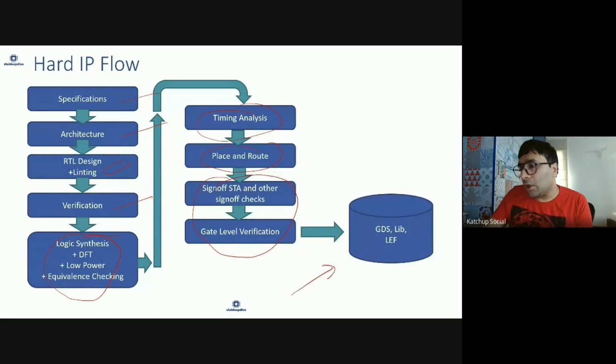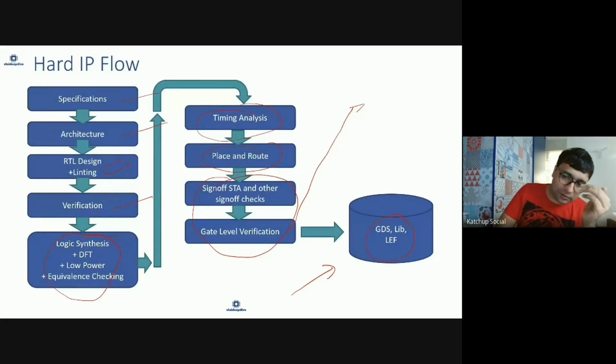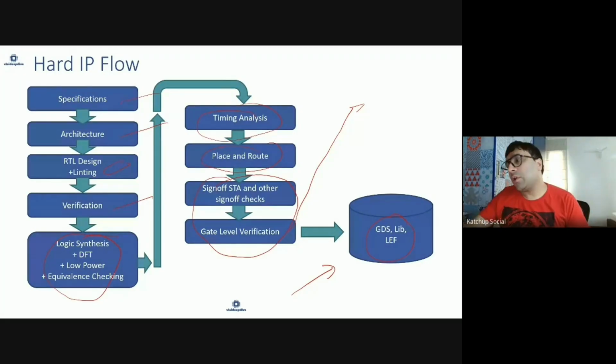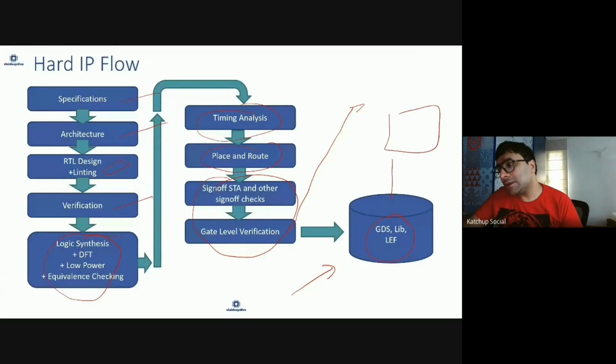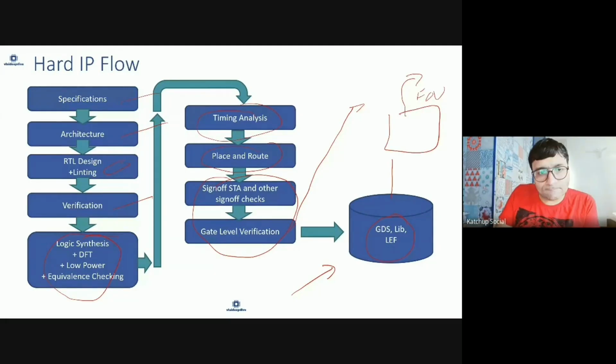So you're not doing fabrication yourself, but you've done most of the steps up to place and route, and verification after place and route. You give the layout information, which is generated after place and route, to your customer, so that they can integrate it in their chip. Your customer will integrate this and then take it to fabrication or foundry. So that is the hard IP flow. As you can appreciate, the overall steps are the same, but they slightly differ depending upon what your end product is, or what it is you are selling.